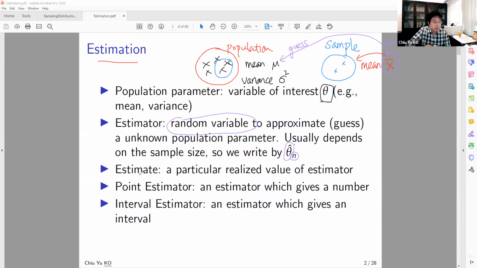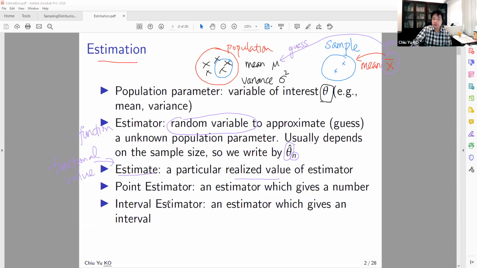And an estimate is a realized value, maybe 3 or 4 or 5. Once you draw the sample and calculate the value, it becomes an estimate, which is no longer a random variable. An estimator is a random variable; an estimate is not. Is it okay up to now? You have to distinguish between estimator and estimate. This is the way to estimate, and this is exactly the value. It is the same as a function and its functional value, if you want a parallel idea.